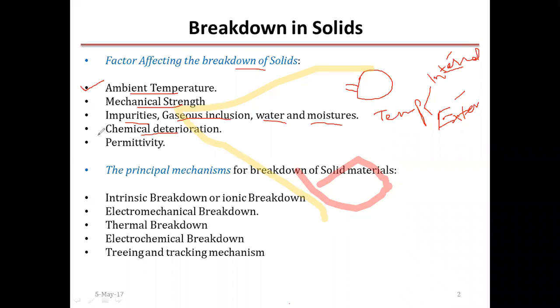Okay, so one is the chemical deterioration, meaning if any chemical process is involved, for example, the pollutions, the greenhouse gases, the ozones, these can affect the breakdown of the solid dielectric. Okay, and the permittivity of the materials: glass has different permittivity, mica has different, ceramics have different, polyvinyl chloride has different, so the different nature of the material has different permittivity. So that material will be good having a high permittivity.